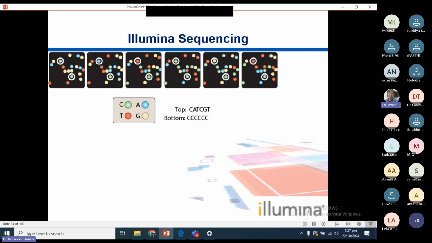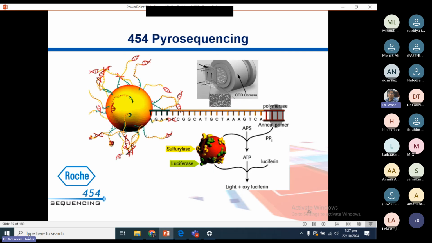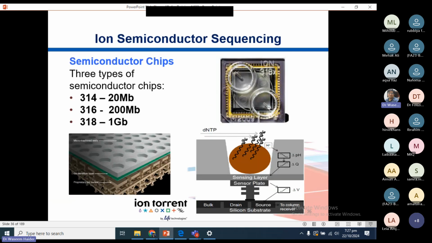Look here, they have four colored light signals. Here, it's only monochromatic, only one color. Here, it's the same change in the pH, no change in the strength of the pH. pH is coming from hydrogen ions. It has nothing to do with the nitrogenous base on those nucleotides.